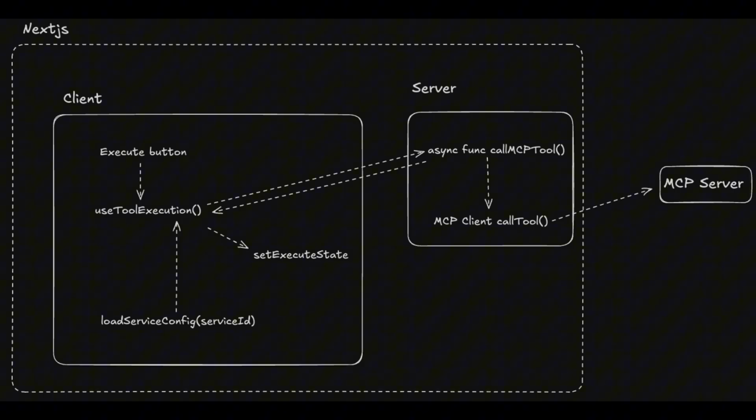It manages the local states, loads the configs from the local storage, triggers the server-side actions, and updates the UI with results. All the heavy lifting, connecting to the remote MCP server and running the tool, actually happens at the server side, while the hook keeps your UI reactive and up to date.